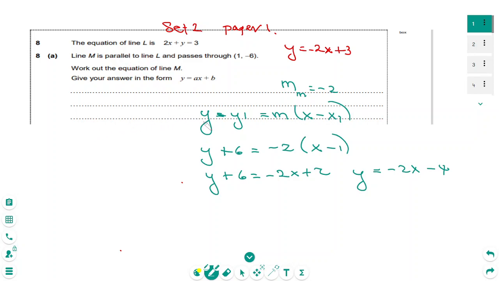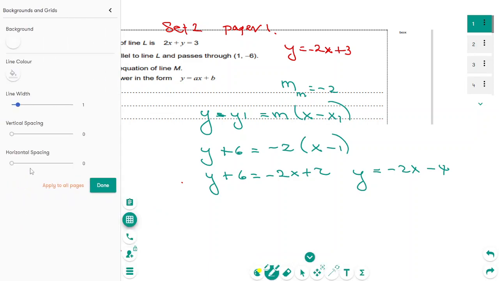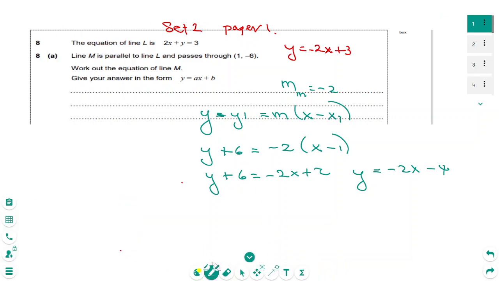We start by writing the equation of the straight line. The equation of a straight line is y minus y1 is equal to m times x minus x1. So we need to find the gradient and a point. Because this line is parallel to the first line, the line L, the gradient of L is the same as the gradient of the other line M. The two lines are parallel, and therefore they have the same gradient.